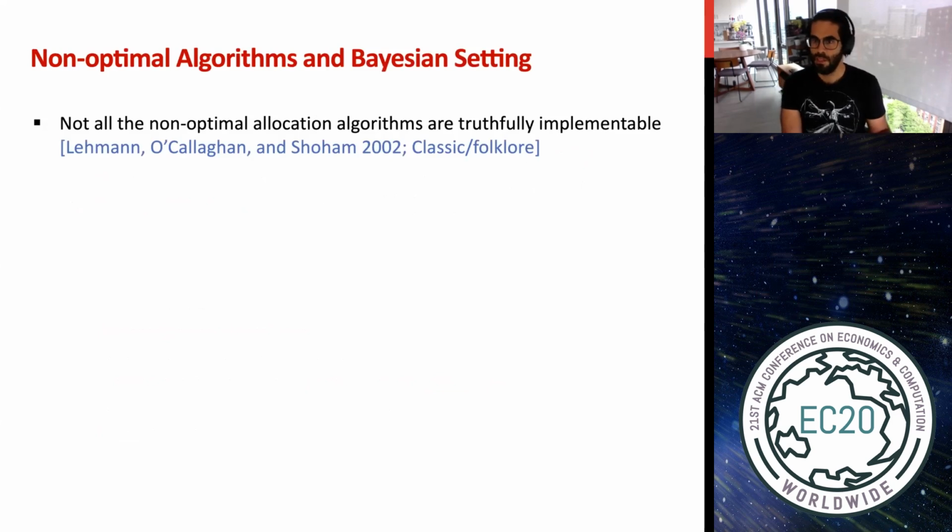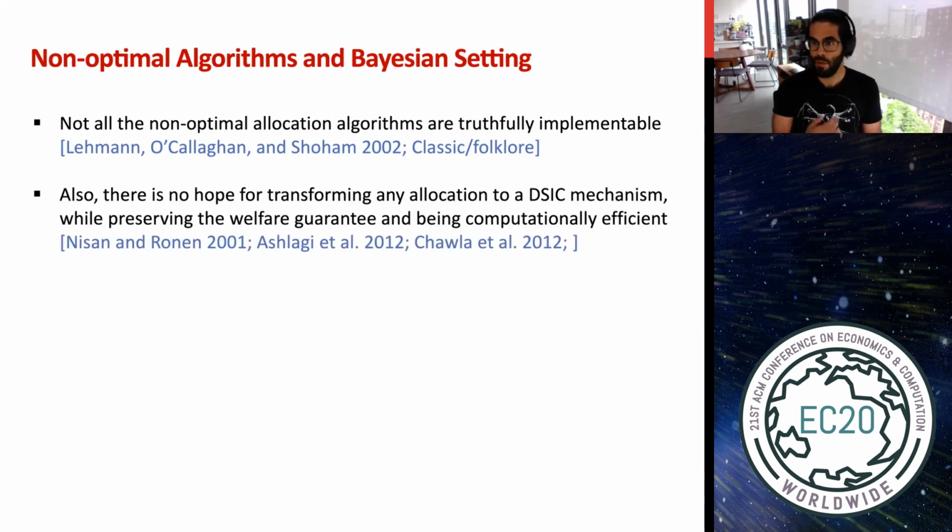So unfortunately, there are a bunch of strong negative results regarding these kinds of transformations. First of all, if I give you any non-optimal allocation algorithm, you cannot hope for accompanying it with just a bunch of payments and having an incentive compatible mechanism. This is by now a classic result. And on top of that, there is a stronger statement. There are some allocation algorithms for which there is no way that, in a computationally efficient way, you can transform them into a mechanism that has a comparable social welfare guarantee and whose final outcome is dominant strategy incentive compatible.